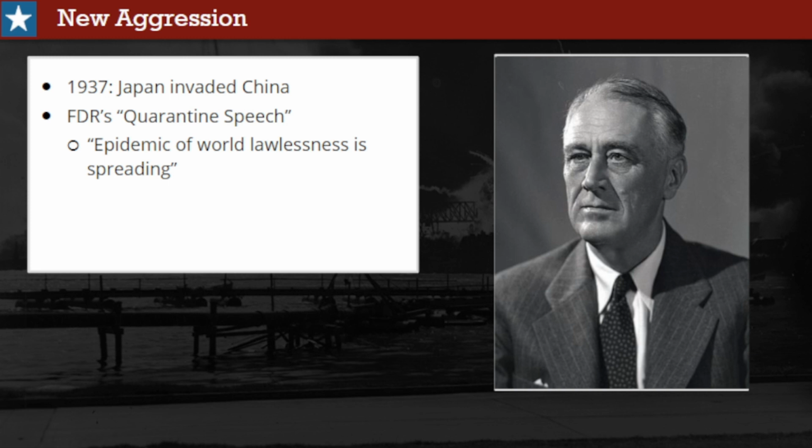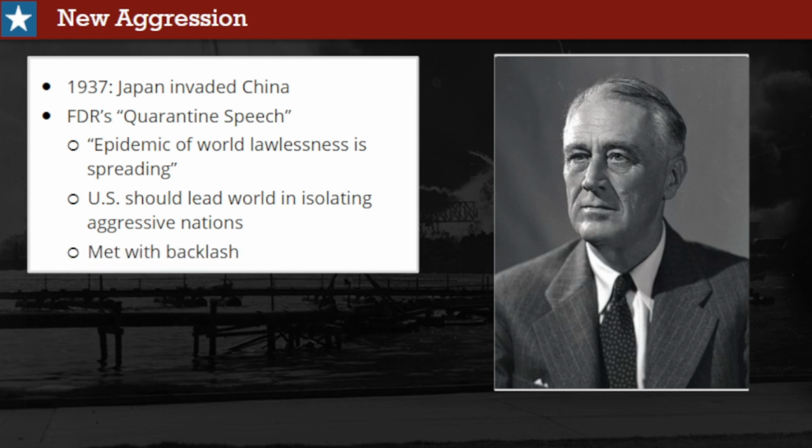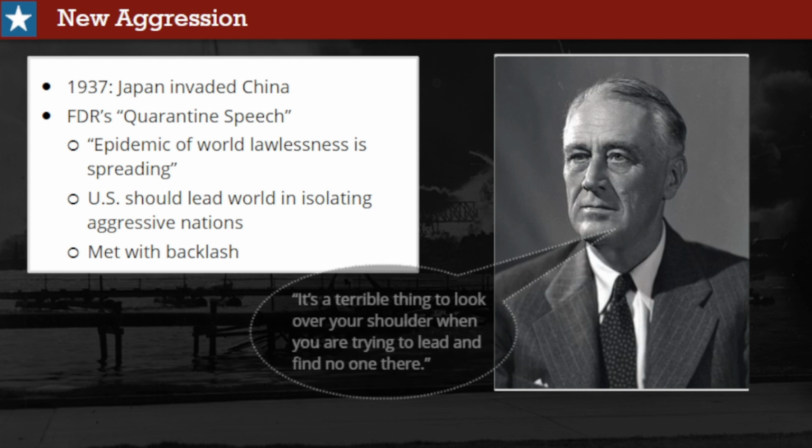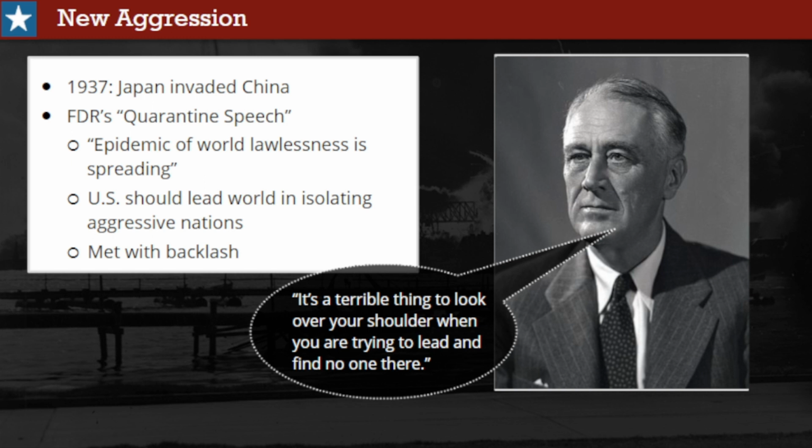He warned against isolation and neutrality and suggested that America should lead the world in using economic pressure to quarantine aggressive nations like Japan, Italy, and Germany. This meant to isolate them in a way that would stop their ability to wage war. Instead of changing American minds, Roosevelt's speech was met with a harsh backlash from isolationist leaders in his own country. The president backed down, remarking that it's a terrible thing to look over your shoulder when you're trying to lead and find no one there.